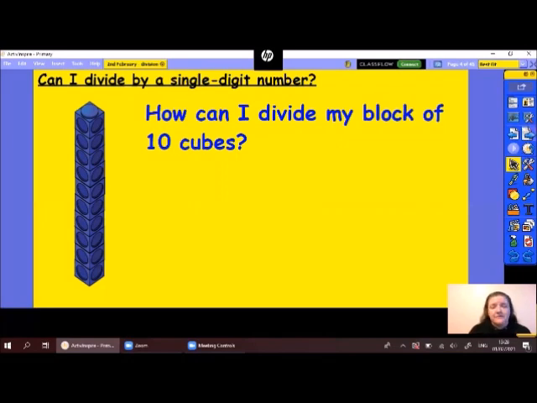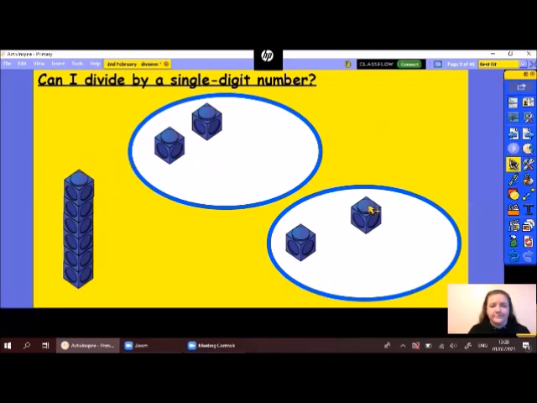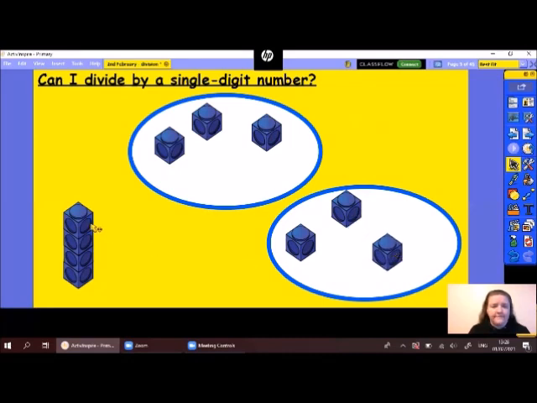Well, one of my options would be to share it into 2 groups. So I've got one group here and one here, and I just share out my 10 one at a time by moving them across. Like we did when we were halving a few weeks ago. Oops, that one goes there. You've got to make sure you share them equally.